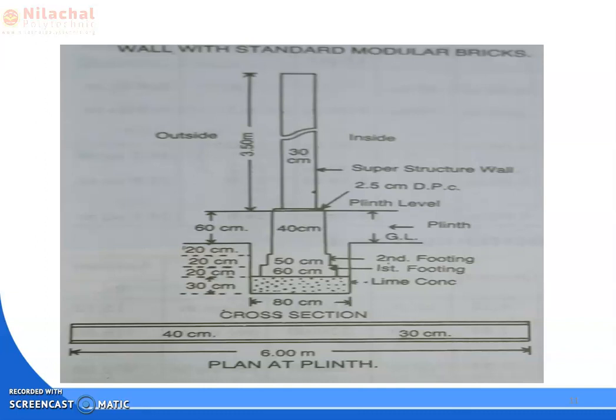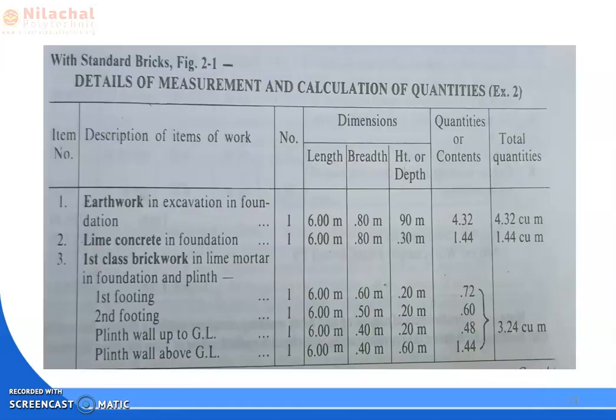Breadth is how much? 40 centimeter, because plinth wall breadth is 40 centimeter. Then below ground level how much thickness is contained? 20 centimeter below ground level. So plinth wall up to ground level is equal to 1. Length is 6 meter, breadth is 0.40 meter, height is 0.20 meter. Then the total quantity is particulars into length into breadth into height, which is 1 into 6 into 0.4 into 0.2, equal to 0.48 meter cube.